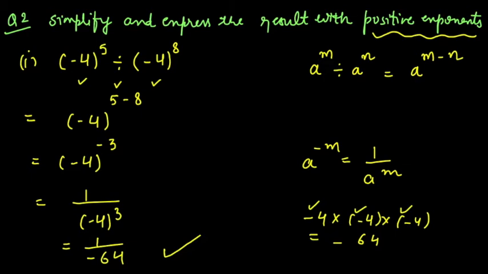So basically we have used two exponent laws to solve this question. And we cannot leave our answer till here because the question says you have to write the result in the positive exponent. That is why we have done this step to write the answer in the positive exponent form. I hope this is clear. You can pause it if you want to have a look.